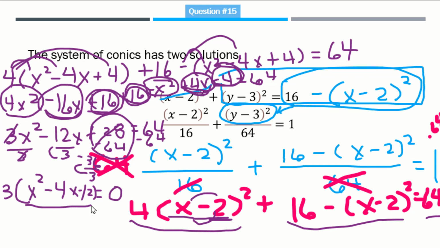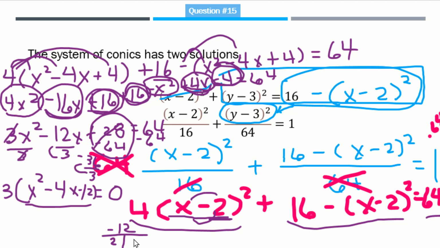Alright, now I'm going to factor this trinomial. I'm going to look at the factors of negative 12 that add to a negative 4. And the only thing I could think that would work would be 2 and 6. If I make the 6 negative, 2 times negative 6 is negative 12, which is what I'm looking for. And then 2 plus a negative 6 is a negative 4. So this factors into 3 times x plus 2 times x minus 6 equals 0.